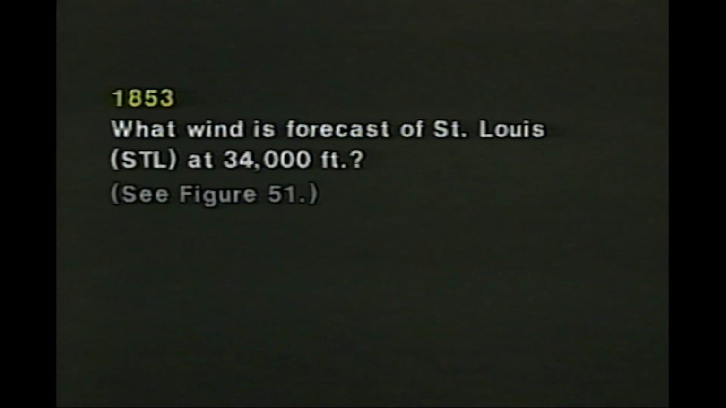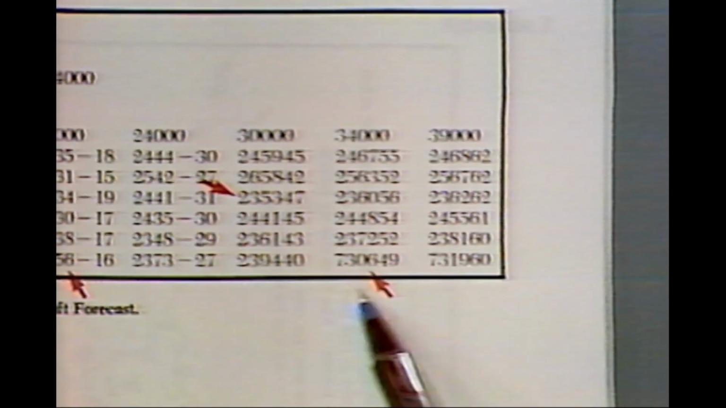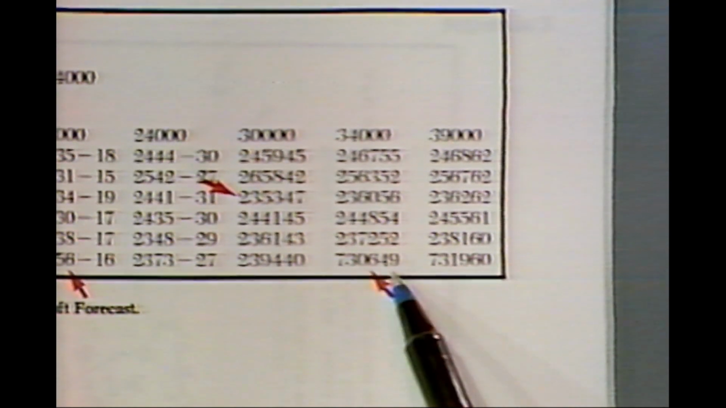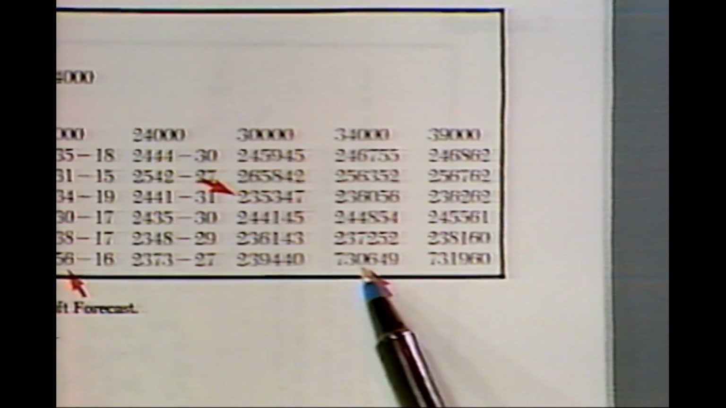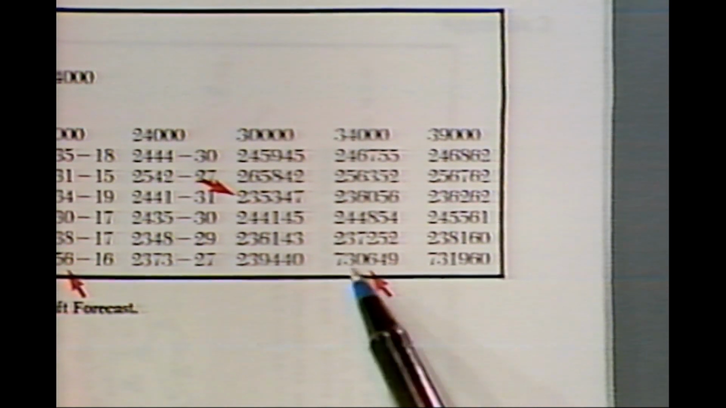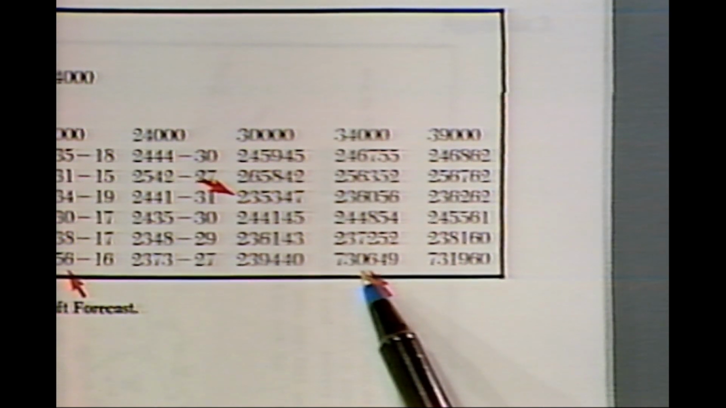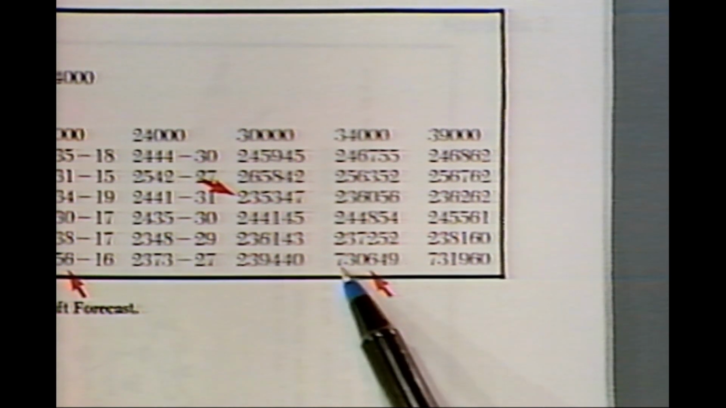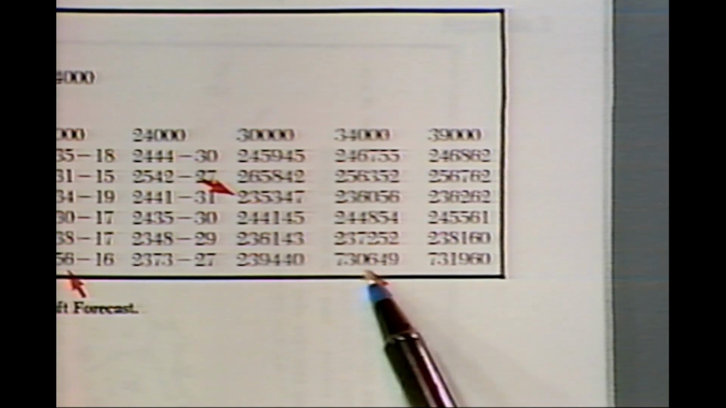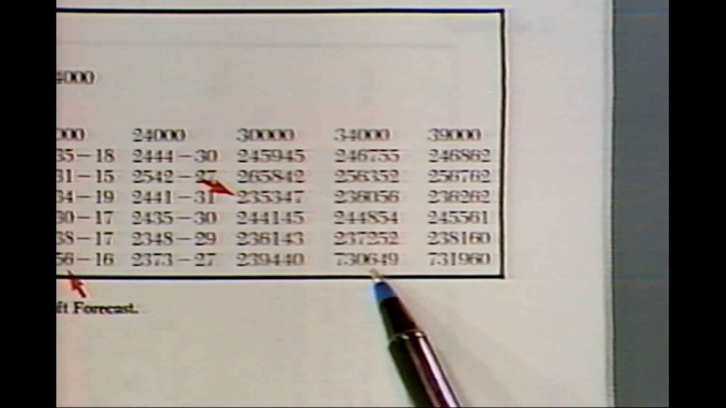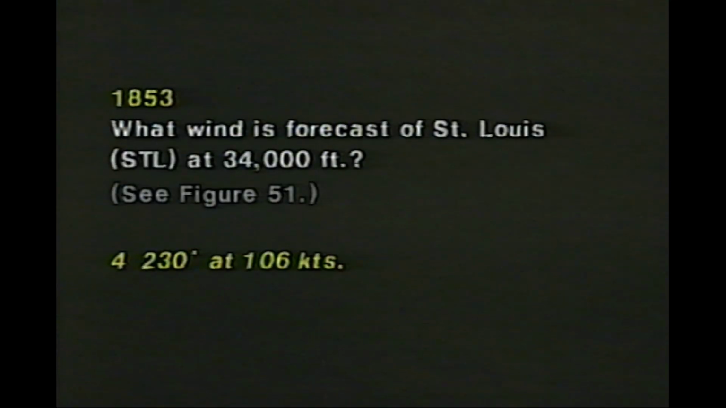853. What wind is forecast for St. Louis, STL, at 34,000 feet? Well, again, St. Louis is on the bottom part of the bottom row of figure 51. We find under 34,000 feet the column 730649. Well, 73 is a direction, and that's more than 360 degrees. So this is the code telling us that we have a wind speed greater than 100 knots. We subtract 50 from 73, giving us 23. So the winds are from 230, and we add 100 to the next two numbers, 06. So the winds are at 106 knots, and the temperature would be minus 49. It's answer number 4, 230 at 106 knots.